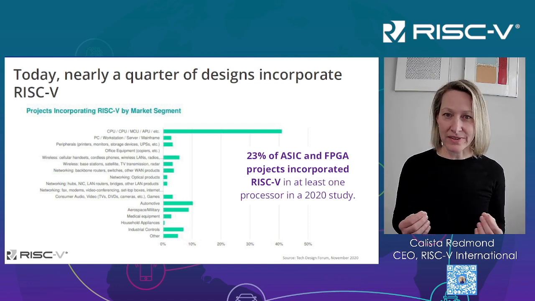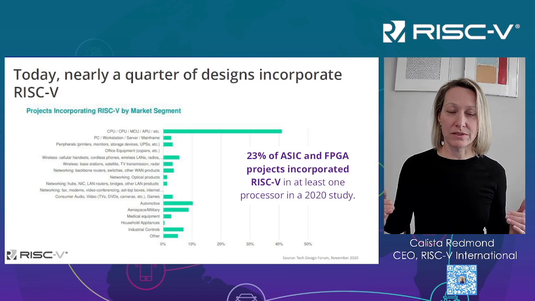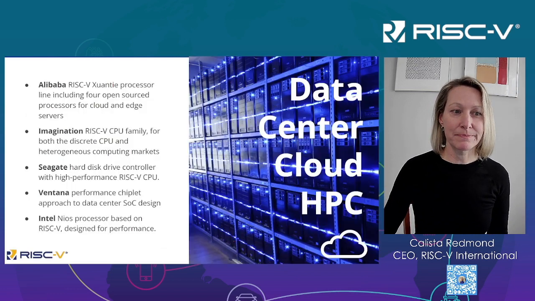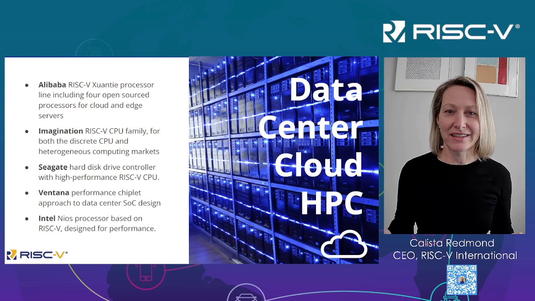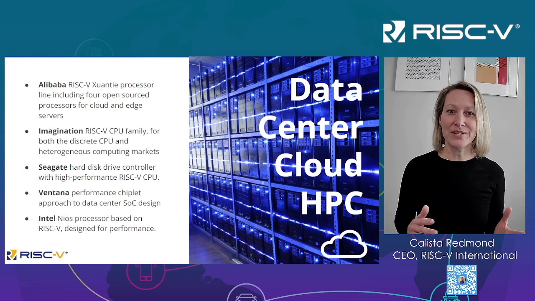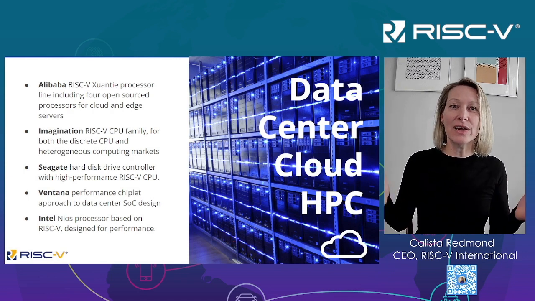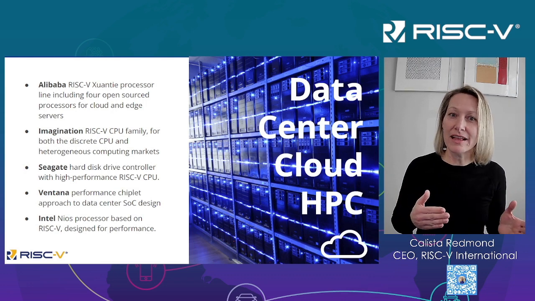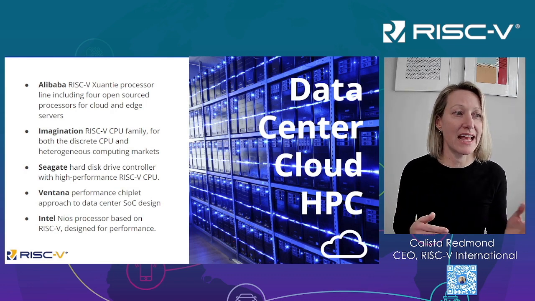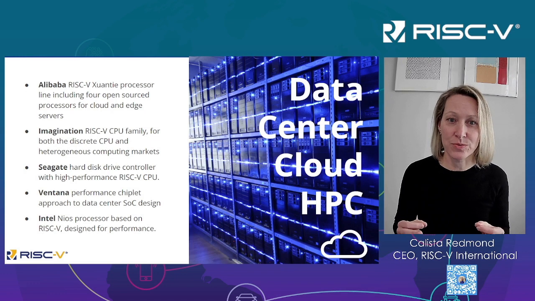RISC-V is being found across workloads in many different domains. Let's think about the progress that we've seen in the last year or so. Data center, cloud, HPC, scale-out workloads are bringing RISC-V in under the covers to help with acceleration, to help with edge workloads.